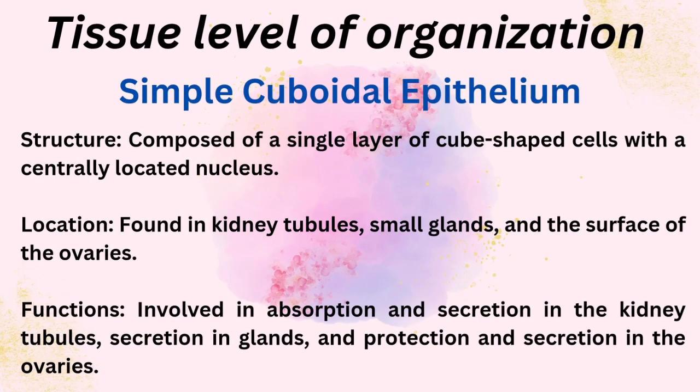Third is simple cuboidal epithelium. Structure. It is composed of a single layer of cube-shaped cells with a centrally located nucleus. Location. Found in kidney tubules, small glands, and the surface of the ovaries. Functions. Involved in absorption and secretion in the kidney tubules, secretion in glands, and protection and secretion in the ovaries.